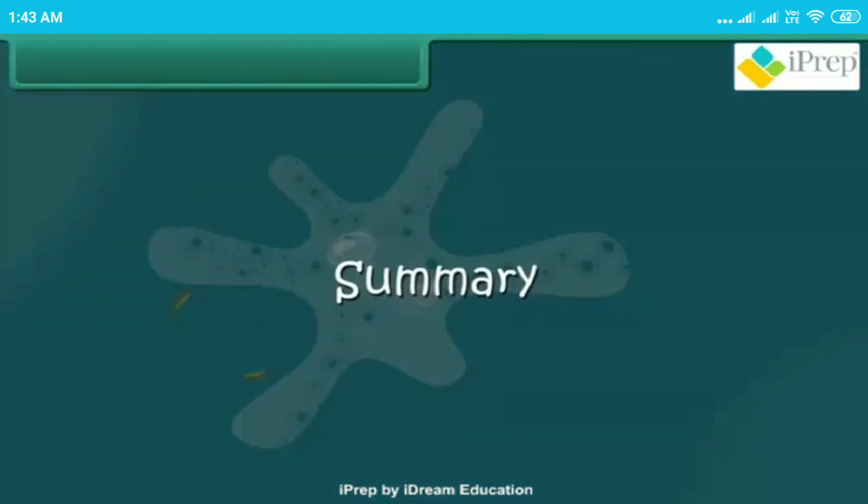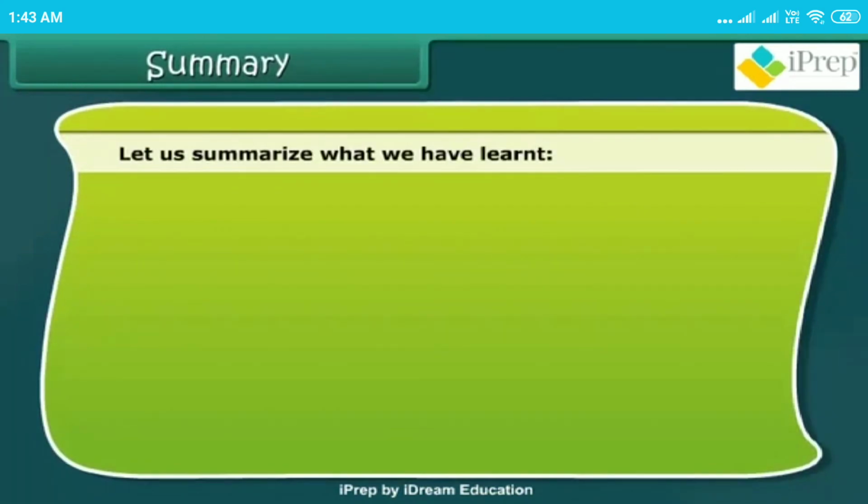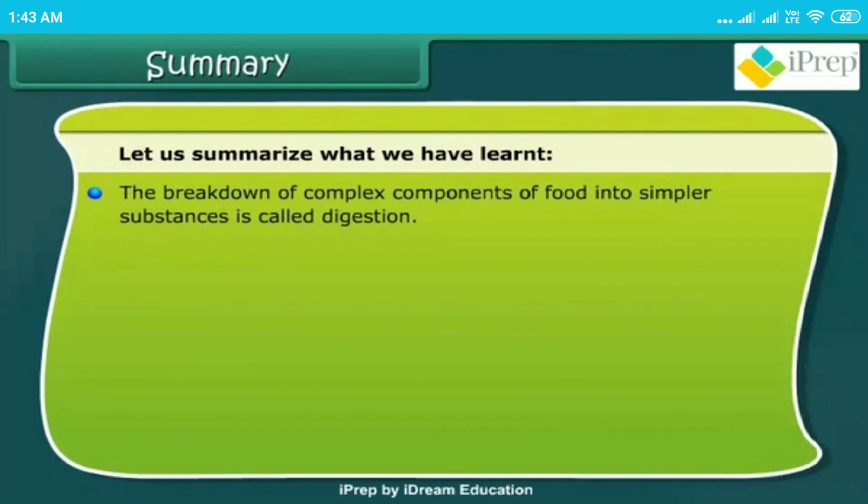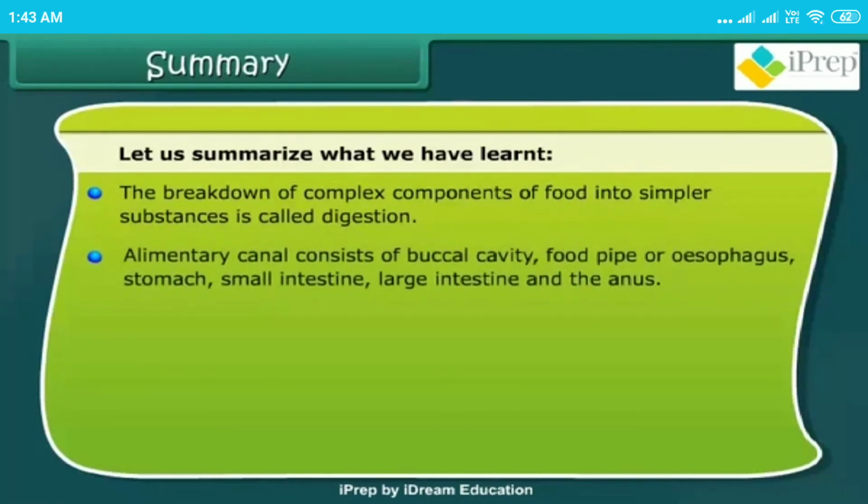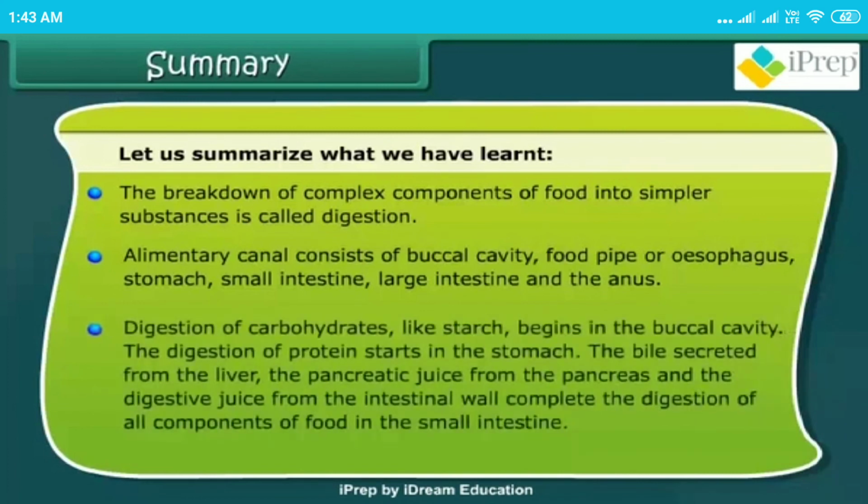Summary. Let us summarize what we have learned. The breakdown of complex components of food into simpler substances is called digestion. Alimentary canal consists of buccal cavity, food pipe or esophagus, stomach, small intestine, large intestine, and the anus. Digestion of carbohydrates like starch begins in the buccal cavity. The digestion of protein starts in the stomach.